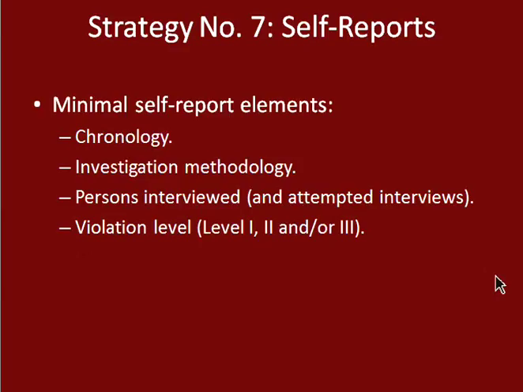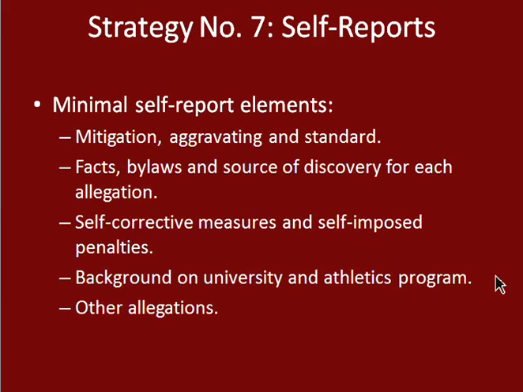including a description of what you believe the violation level should be, whether it should be a level 1, 2, or 3. If there are mitigation factors, you want to note that. If there are aggravation factors, you want to note that. But also, if your investigation has uncovered things in which to place the aggravation factors in a proper context, you want to include that in the self-report.